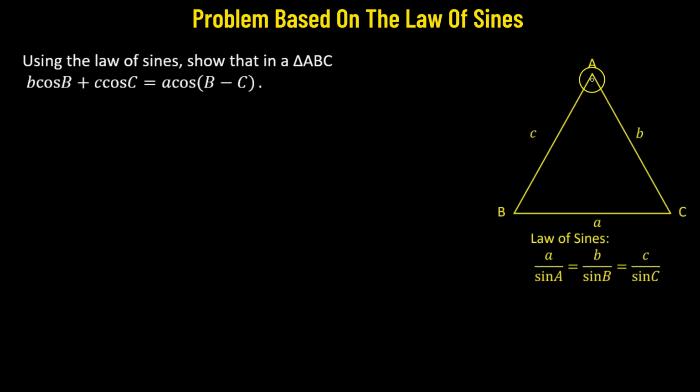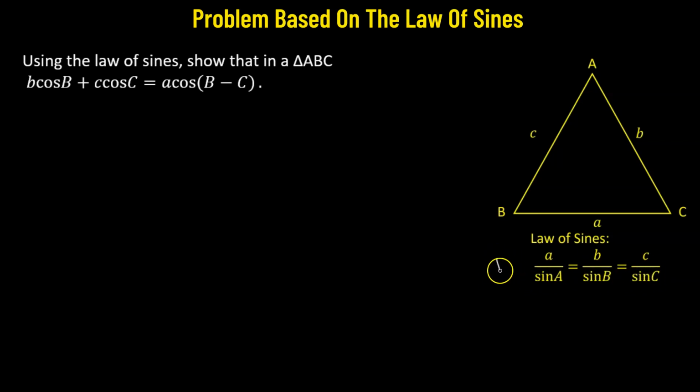Now, the law of sines states that if we have a triangle ABC, where the sides opposite to angles A, B, and C are represented by the lowercase letters a, b, and c, then we have the ratio of side a to the sine of the angle opposite to it, equal to the ratio of side b to the sine of the angle opposite to it, and this is also equal to the ratio of the third side c to the sine of the angle opposite to it. So this is the law of sines.